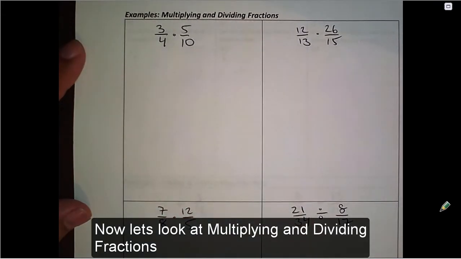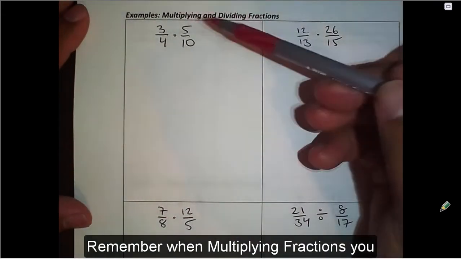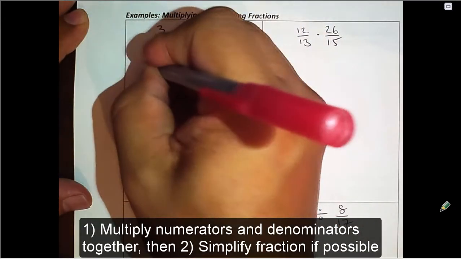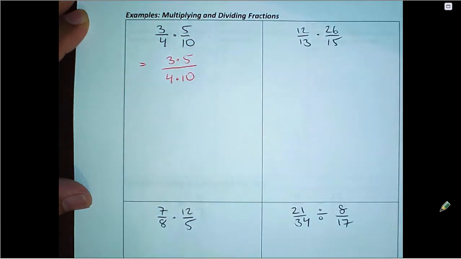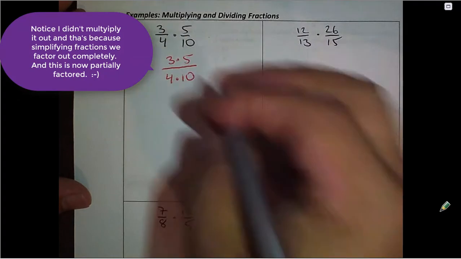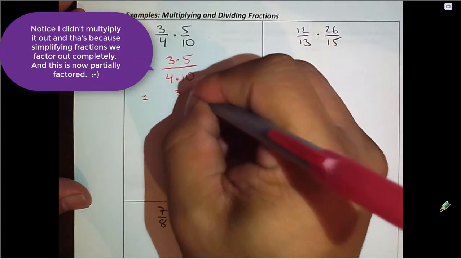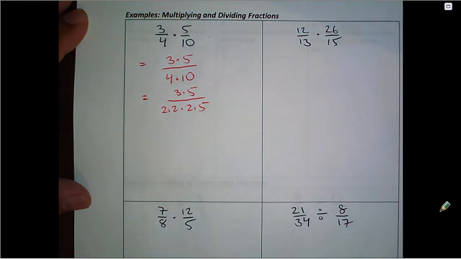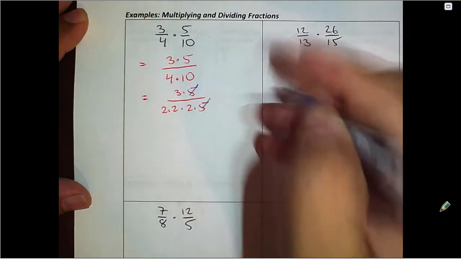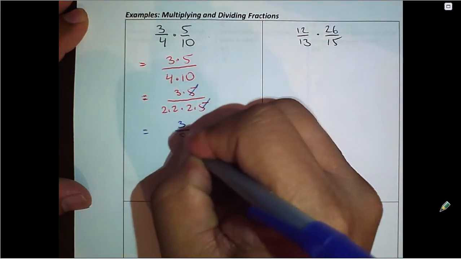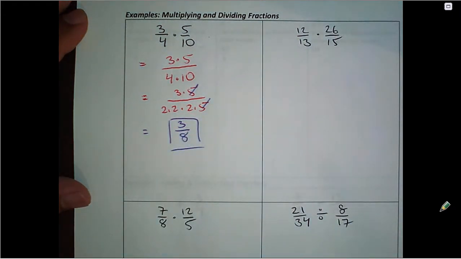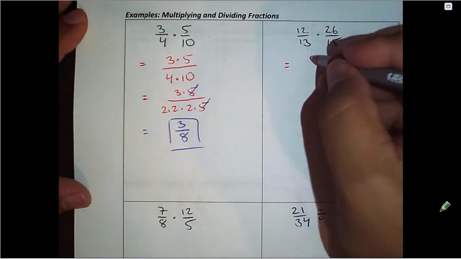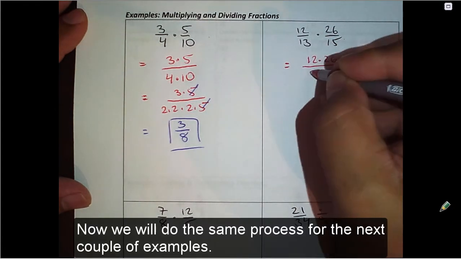Now let's look at multiplying and dividing fractions. Remember when multiplying fractions, you multiply numerators and denominators together, then simplify the fractions as much as possible. Now we will do the same process for the next couple of examples.